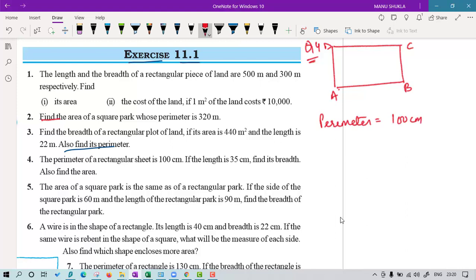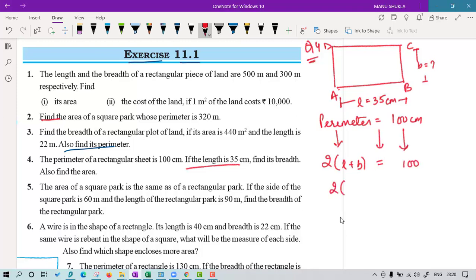If length is 35 centimeter, find the breadth. Okay, let's take length is 35 centimeter and they are telling us to find the breadth. Very simple, just write the formula of perimeter. The formula of perimeter is twice L plus B. Then we have an equal to sign. Then we have this value 100. Now put the value of L that you know, it is 2 times (35 plus B) is equal to 100.